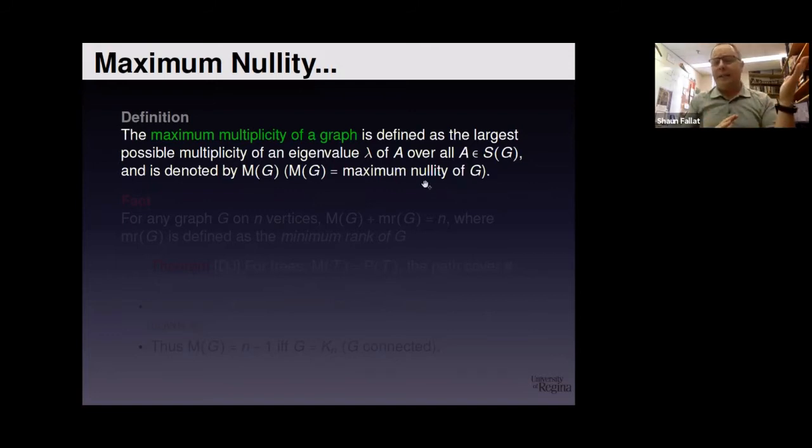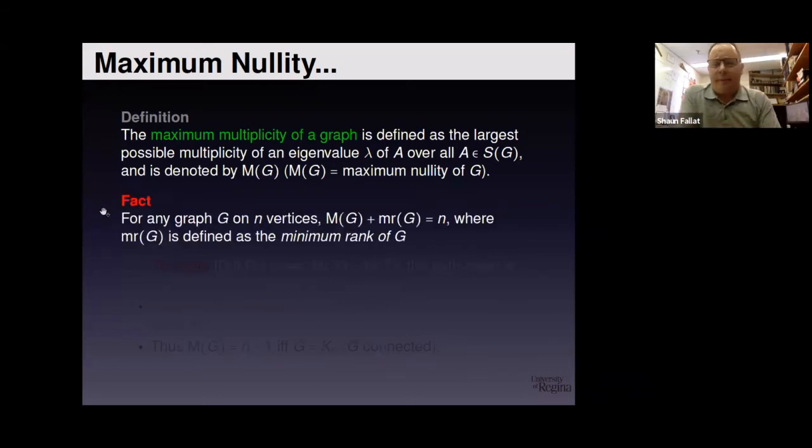Now, because I left the main diagonal free, I can translate any way I wish by scalars. So I don't really need to talk about the multiplicity of any eigenvalue. I can always refer to the multiplicity of 0 because I can just move it to the 0th position. So capital M is also the largest possible nullity over the collection S of G, because I can translate in any way.